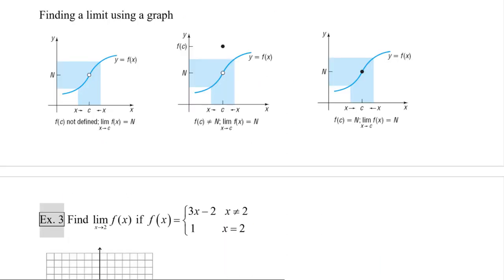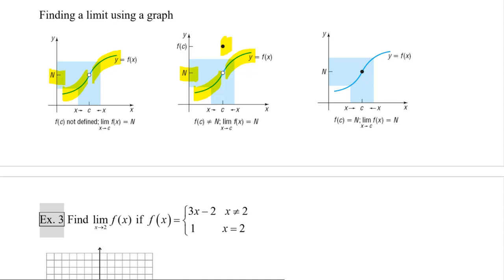To find a limit using a graph, we have examples here. We have a case here first where f of c is not defined, but as we approach c from the left and as we approach c from the right, I'm approaching the number n. So the value of the limit is equal to n. On the second graph, you can see that f of c is defined up here, but that doesn't change the fact that as the graph approaches c from the left and approaches c from the right, we're still approaching the number n. So the limit as x approaches c of f of x is equal to n.